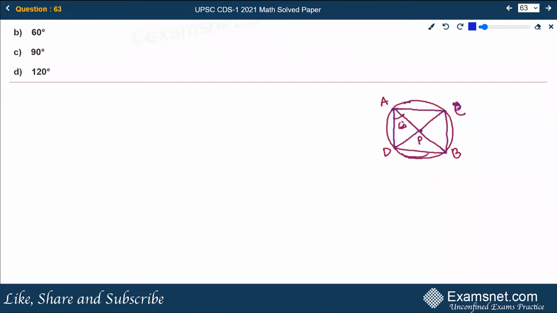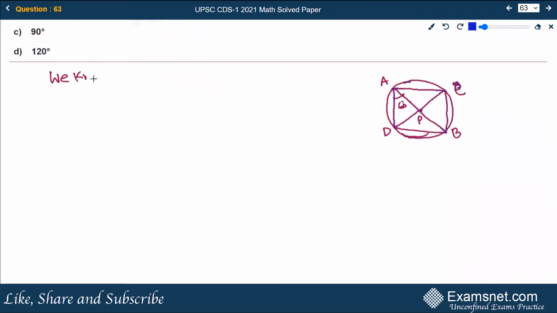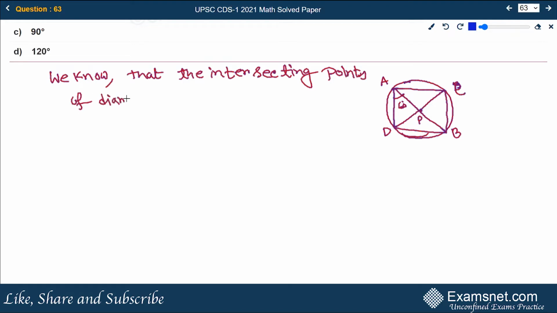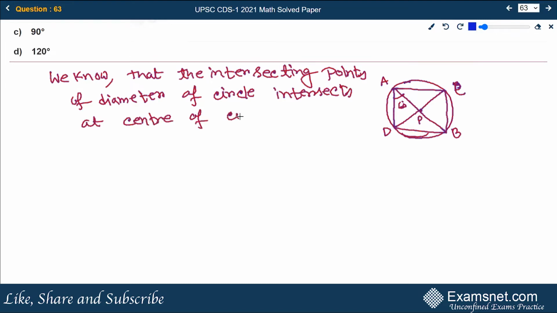So here we know that the intersecting point of the diameters of a circle is the center of the circle. Also, if we consider BD as the chord, BD produces an angle on the circumference at the point A, that is BAD, which is 60 degree. The same arc BD produces another angle at the center P, which is BPD.